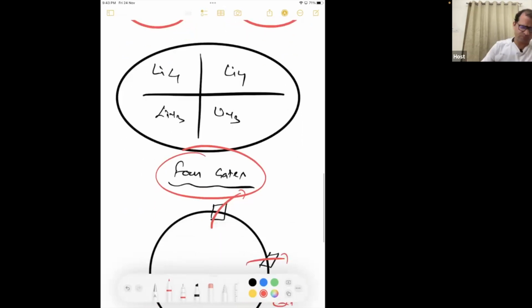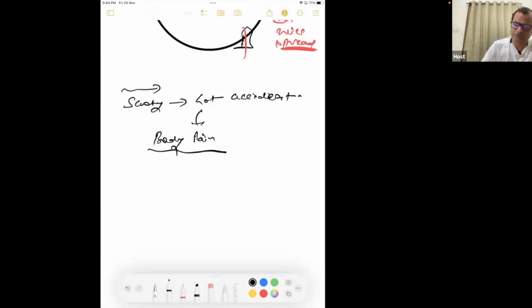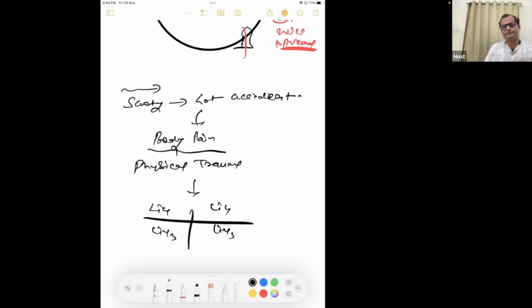Now suppose the person was going on a scooty and got an accident. So the body pain, this is called physical trauma. इसे कहते हैं हम physical trauma. So we will put Li4 bilateral, liver 3 bilateral and the pain will go away. Sedate all, सबको sedate कर दिया, right?